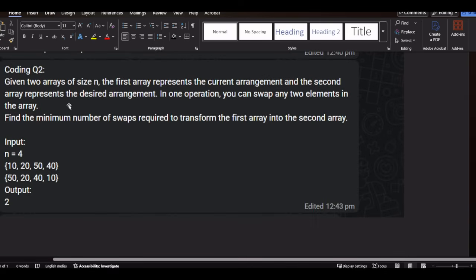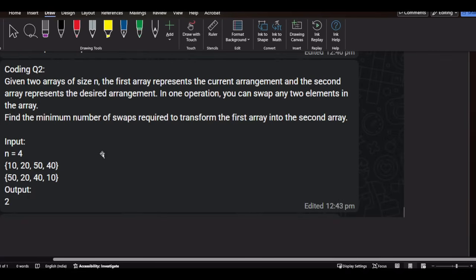cases. Second one: given two arrays of size n, the first array represents the current arrangement and the second array represents the desired arrangement. In one operation, you can swap any two elements in the array. Find the minimum number of swaps required to transform the first array into the second one. Here, this is the arrangement and this is the final arrangement which we want. The output is 2, because only two positions are different which we want to swap, and if you swap, you can definitely achieve the desired arrangement.